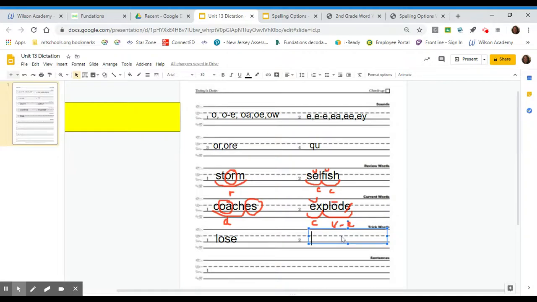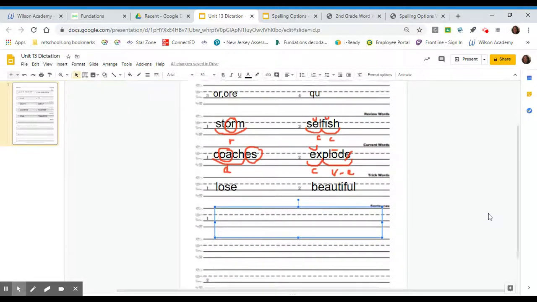The next word, beautiful. Beautiful. Let's trace. B E A U T I F U L. Beautiful. B E A U T I F U L. Beautiful.